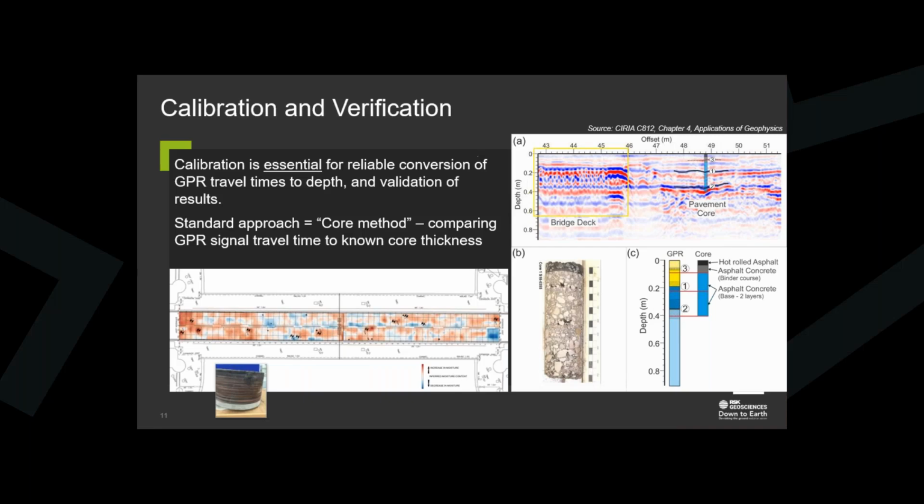So GPR data does need to be calibrated in two ways, essentially, and you can think of it as vertically and horizontally. Vertical calibration is required to get accurate depth information. What the GPR measures, the raw data it measures, is the two-way travel time. That is the time it takes for the radio wave to travel out into the ground, to bounce off something, and then to travel back to the antenna to be recorded as a trace.